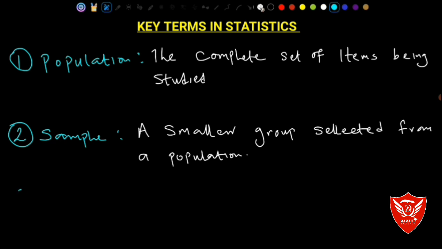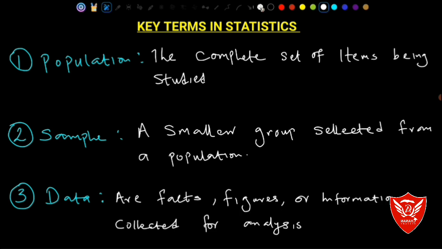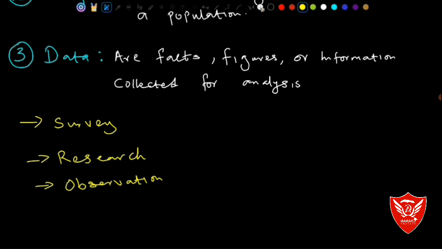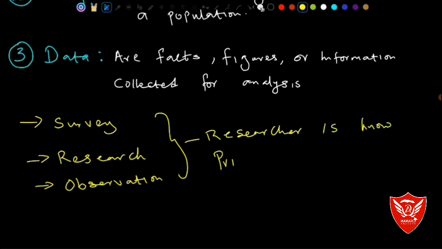The next one we're going to talk about is data. Data are facts, figures, or information collected for analysis. So data can be obtained from a survey or a research. It can also be obtained from an observation. A survey, research, or an observation that is carried out by a researcher is known as a primary data.